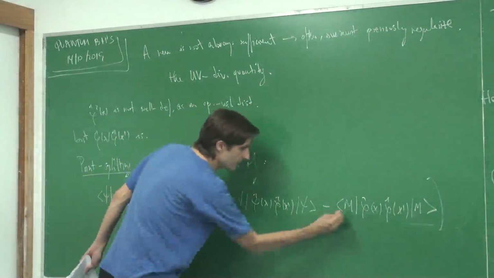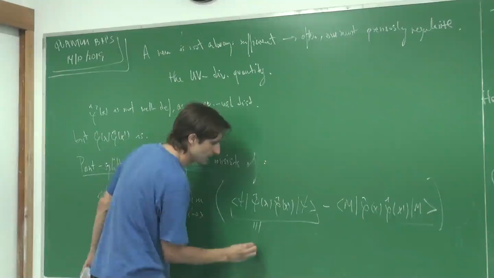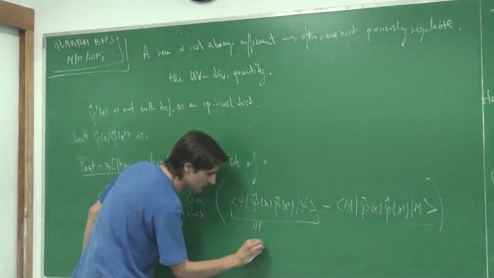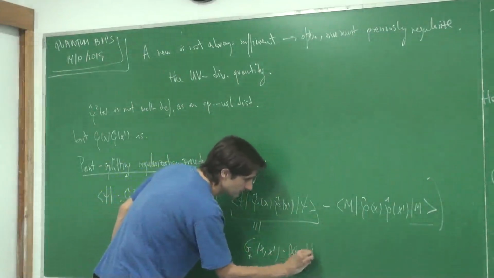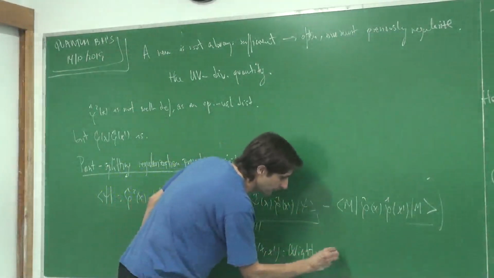Okay, so this object here, G plus (x, x prime), is called the Wightman function. It's called the Wightman two-point function.